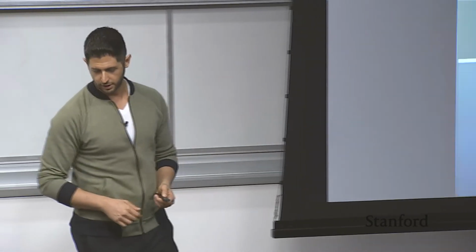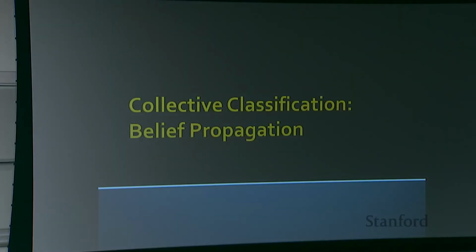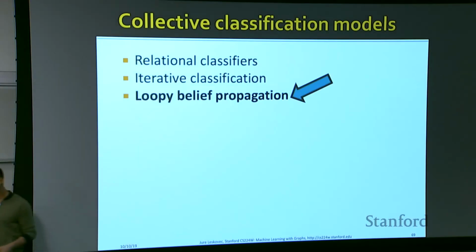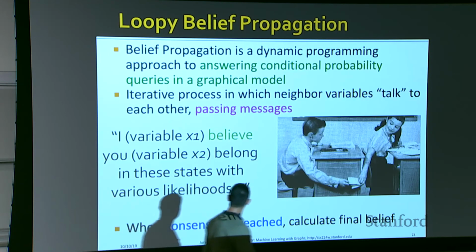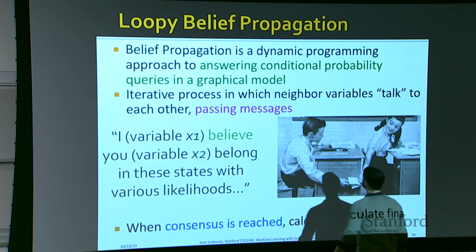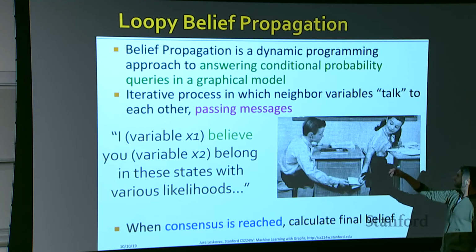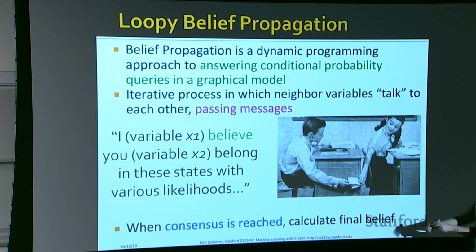Okay, then let's jump to the last part of the lecture, where we're going to be talking about belief propagation. We have seen relational classifiers, iterative classification, and now we're going to be talking about loopy belief propagation. Now, what is belief propagation? It's a dynamic programming technique, and what it does is basically answer conditional probability queries in a graphical model.